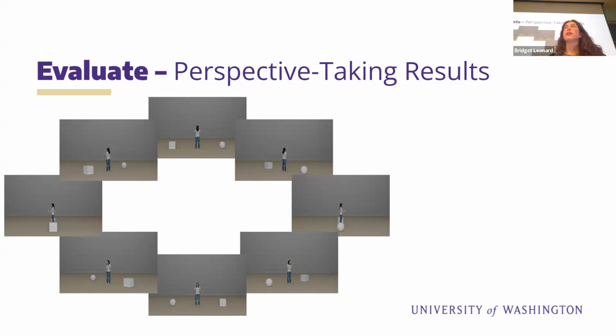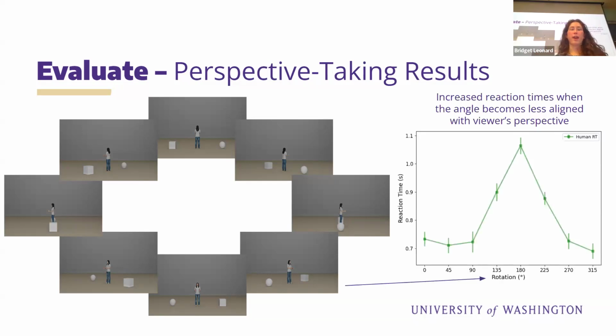And we also decided to administer this to humans, and we replicated a pretty well-known effect where when you are given an unaligned trial, you see an increase in response times for humans. So that's what that peak in the figure is. It starts around 90 degrees and peaks at 180 degrees. And that can kind of be thought of as the time it takes to do mental rotation in your head.